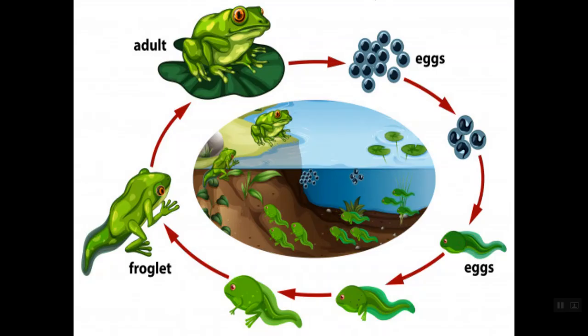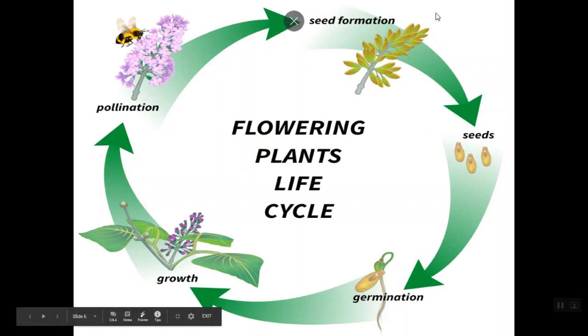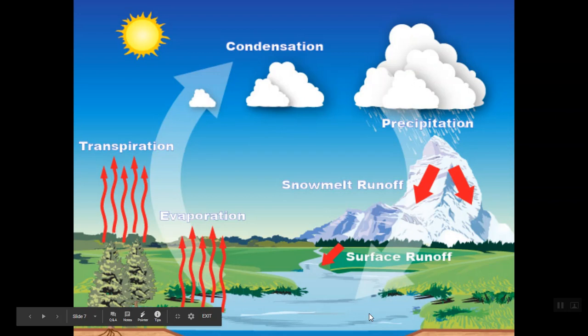So you've got this one, which is the life cycle of a frog. You have the life cycle of flowering plants. So I would actually, for this one, start with either pollination or seed formation and go around from there. Now, the next one is the water cycle, and you will have learned a little bit about the water cycle, so do your best with that one as well, but I'm pretty sure that you can pick 5 keywords from there, as well as think of some that might not be on there.